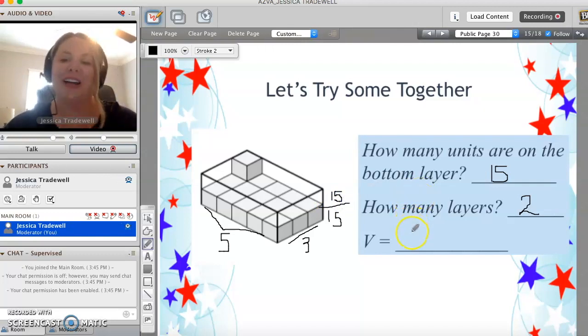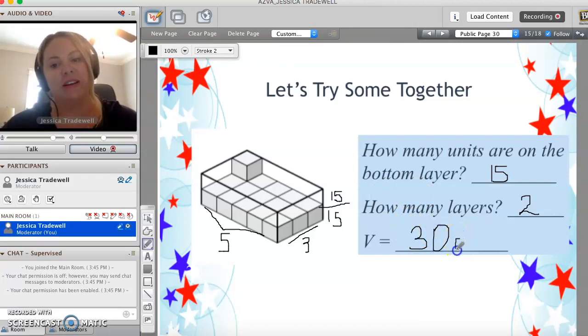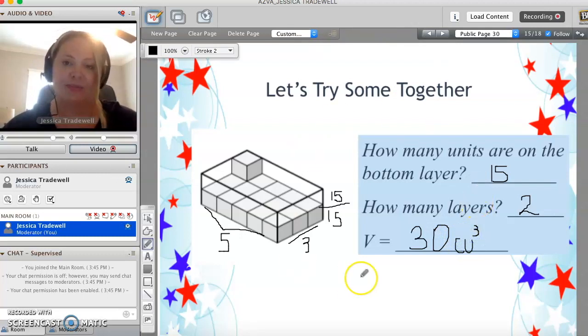Yes, I hope you got it. It is 30 cubic units. Do not forget to label it, especially when you turn that independent practice in to me. I need to see labels.